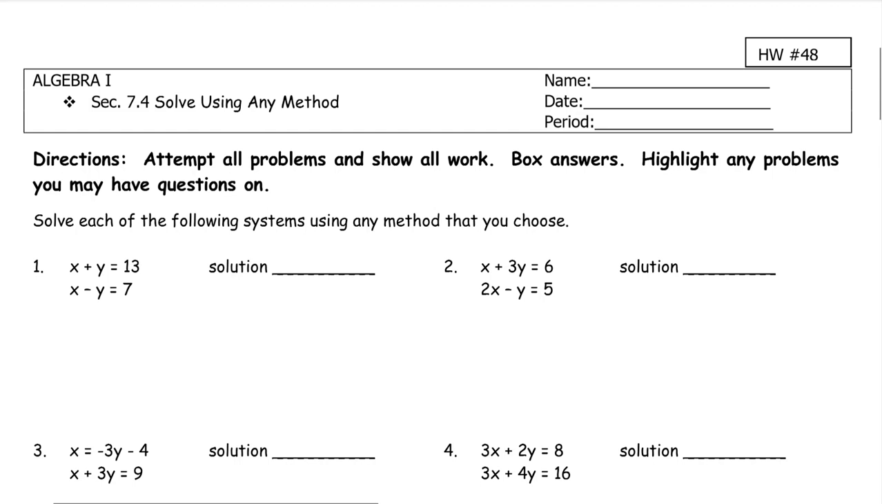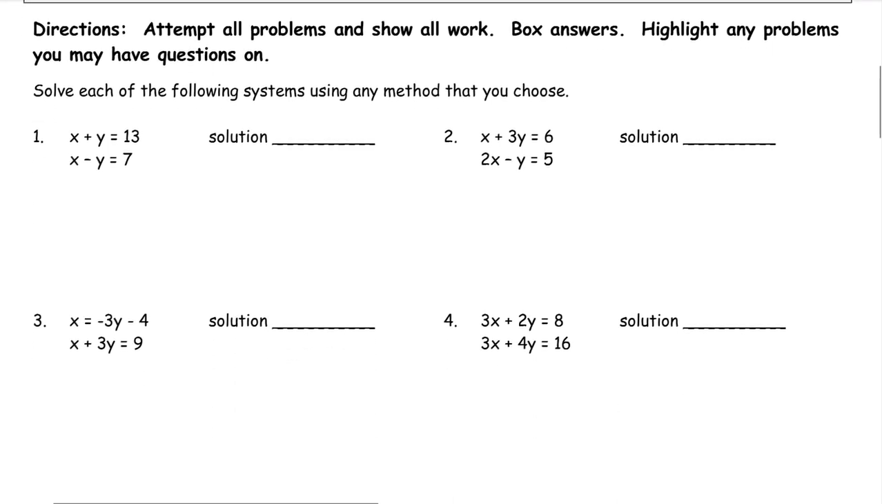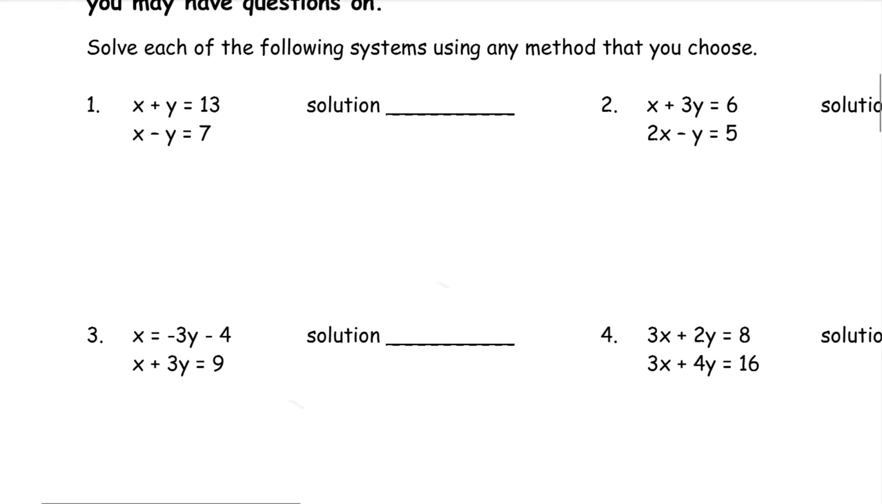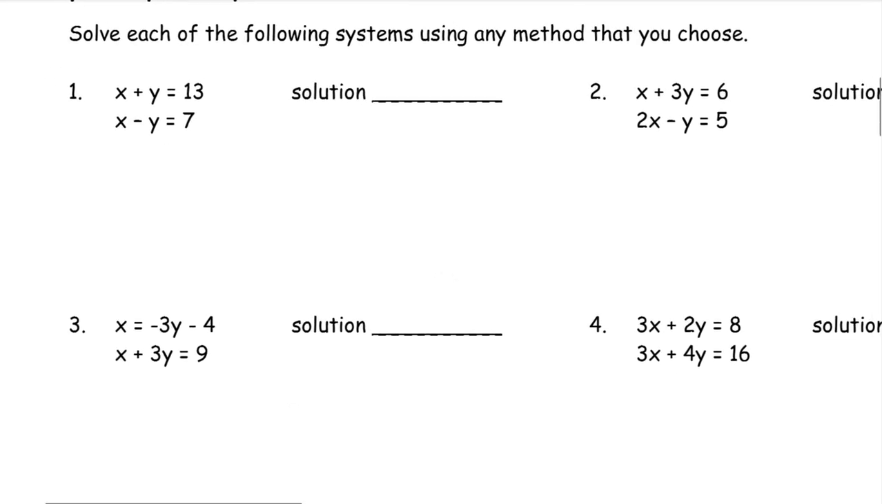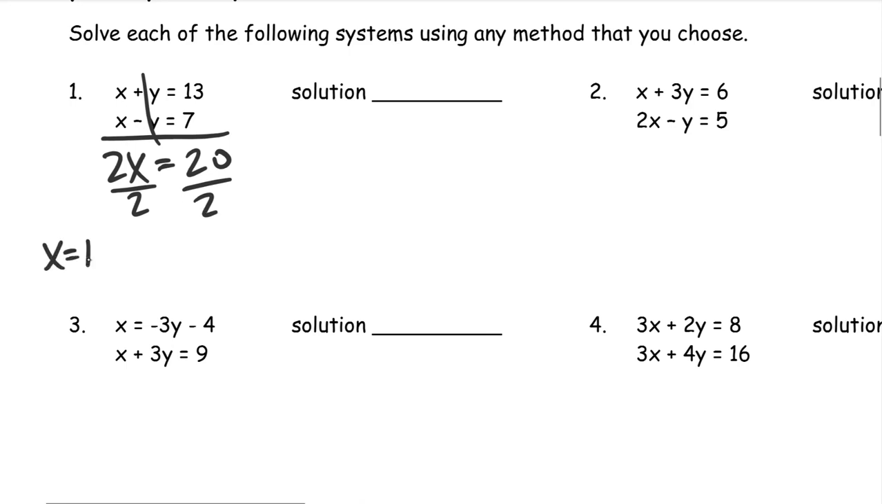This is homework 48, solving linear systems using any method. So our first one, problem 1, we already have opposites, so we can add these together. When I add them together, I get 2x equals, my y's cancel out, 2x equals 20. Divide by 2, x equals 10.